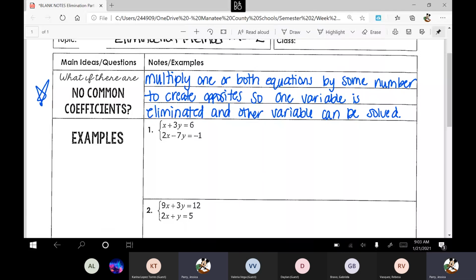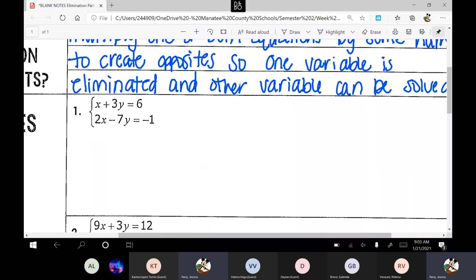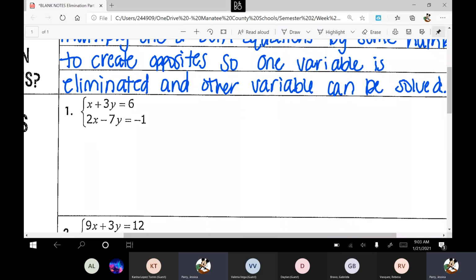Our first one, number 1, we have our 2 equations, x plus 3y equals 6, and 2x minus 7y equals -1. So just like we did before, you first want to double check, are they lined up? Are the x's on top of each other? Are the y's on top of each other? And are the constants on top of each other? The answer is yes, everything is all lined up.